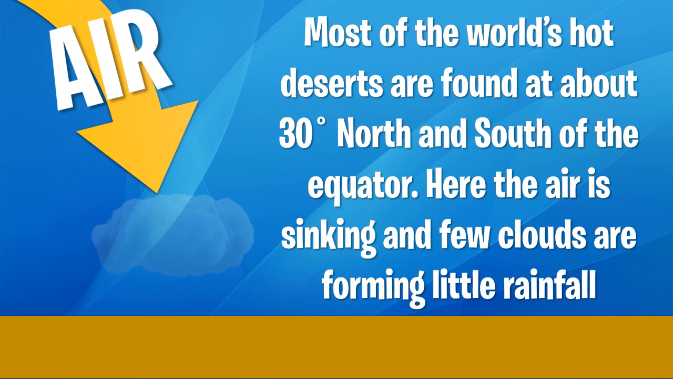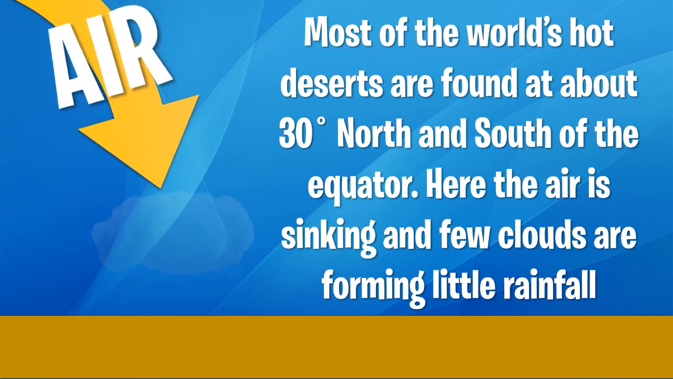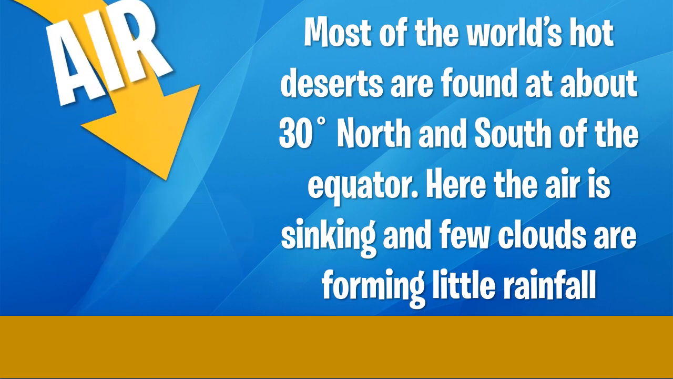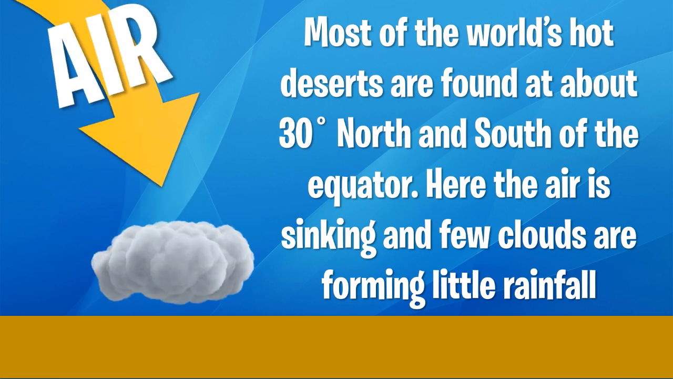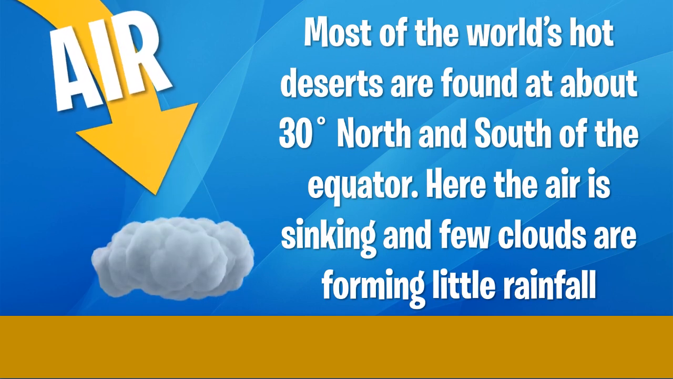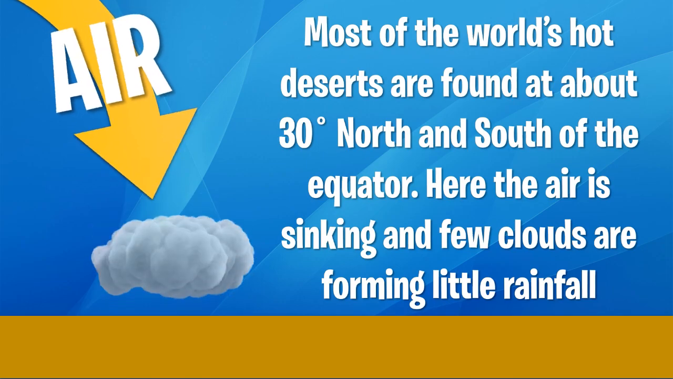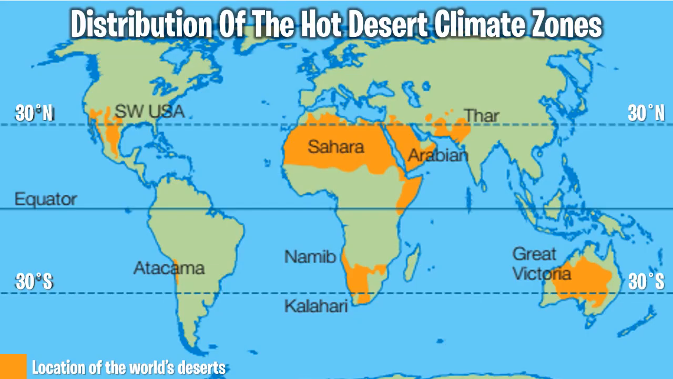So most of the world's deserts are found around 30 degrees north and 30 degrees south of the equator, because that sinking air prevents those clouds from forming. It produces what we understand as a high pressure sky. And clouds can't form in high pressure skies. They need low pressure skies. Looking at this map, you can see how the distribution of hot desert climate zones are largely concentrated 30 degrees north and 30 degrees south. And this is largely due to that effect.